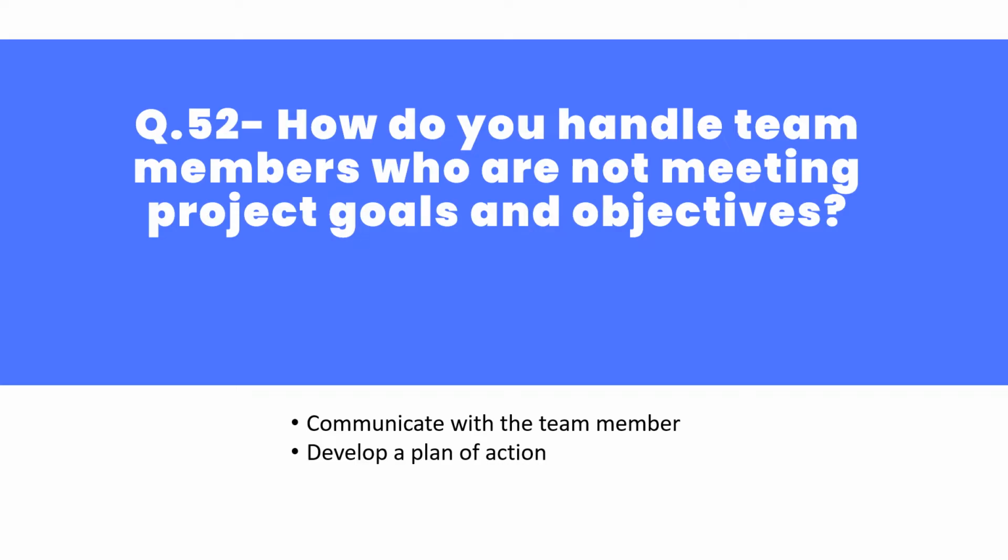Firstly, example number one. Number one, identify the issue. The first step is to identify the specific issue or problem that is preventing the team member from meeting project goals or objectives.